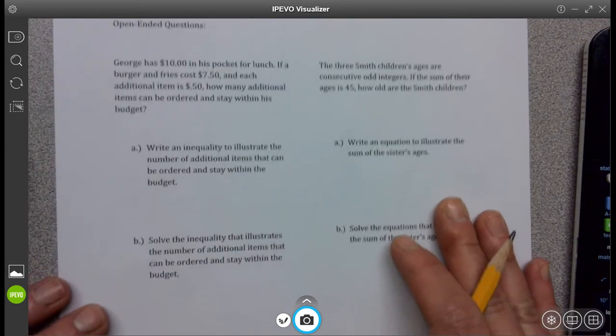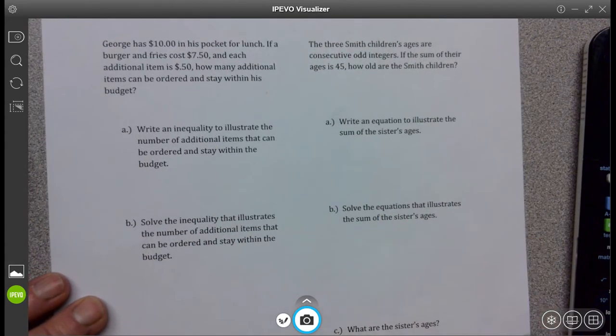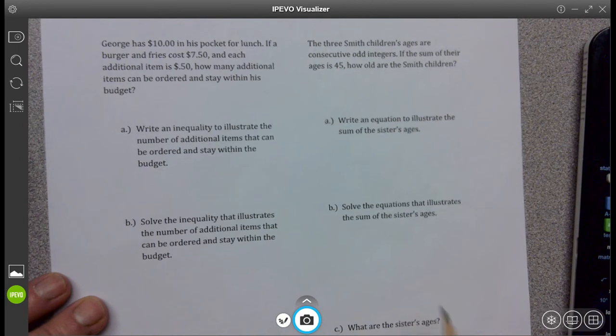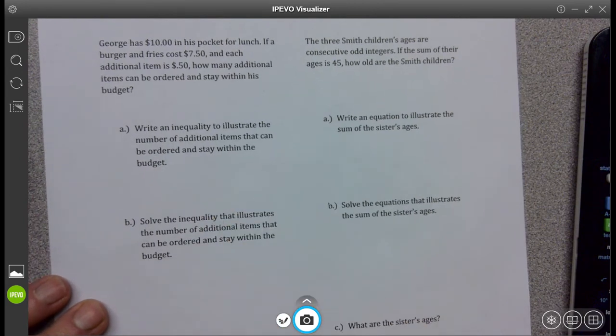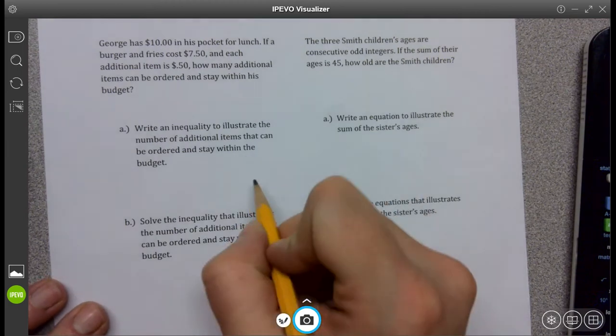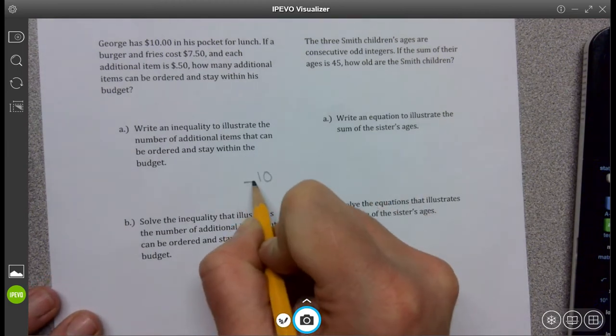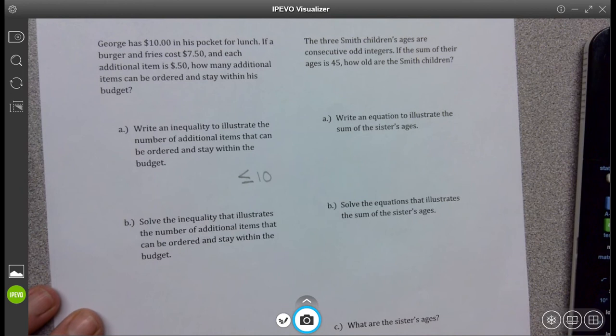Okay, now we have the two open-ended questions that are left. It says George has $10 in his pocket for lunch. If a burger and fries cost $7.50 and each item is 50 cents, how many additional items can be ordered to stay within this budget? They want you to write an inequality and illustrate the number of additional items that can be ordered to stay within the budget. Well, if there's $10 in his pocket, he can spend $10 or he can spend less than it. He can't spend more.